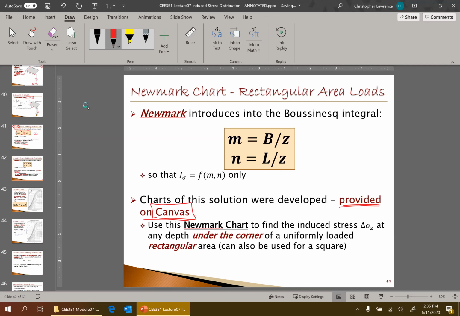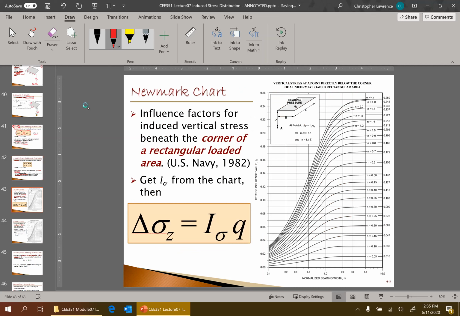Okay, the one that I've provided to you has m on the x-axis and n is on all of these contour lines. In the book, it's opposite. So you have to use the one that I've given. Don't use the one that's in the textbook. They're similar enough, but not exactly the same.